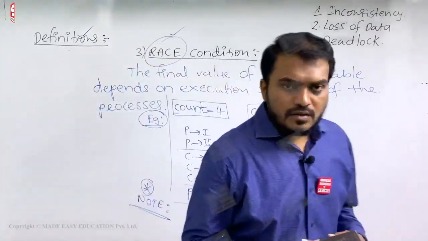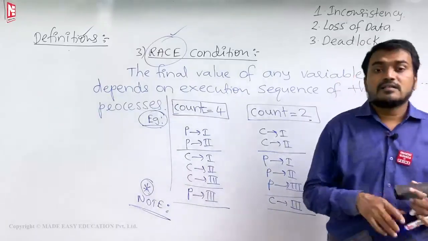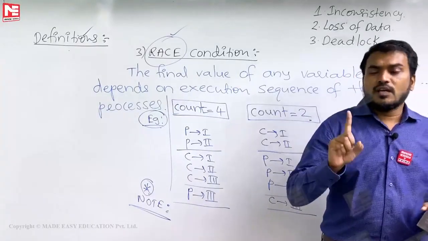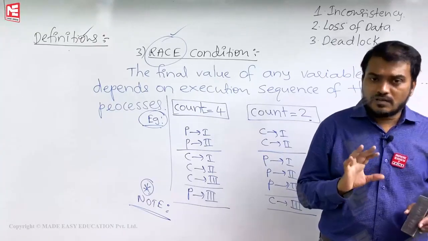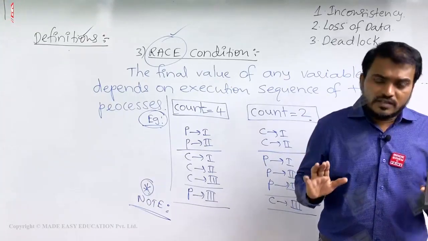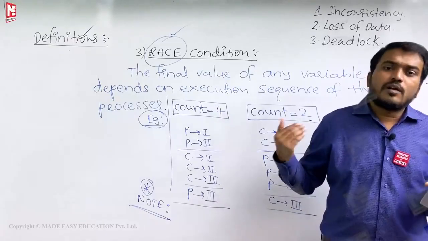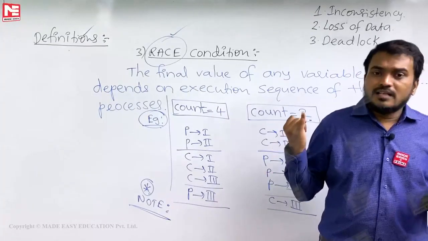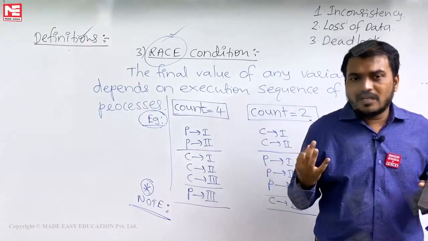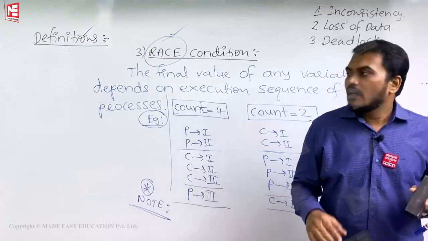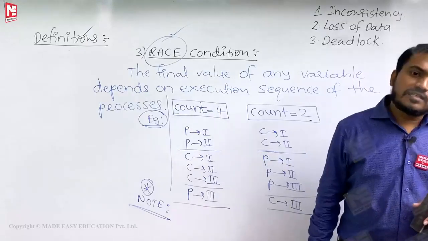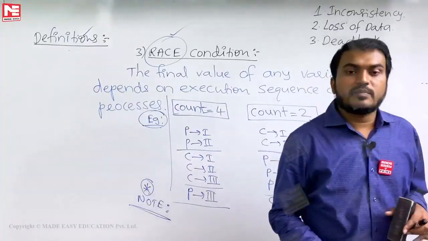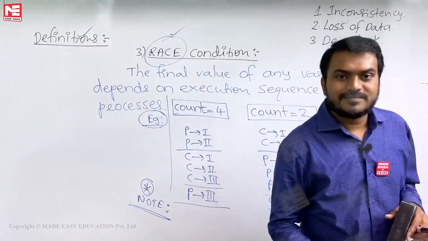Okay, fine. So with this we completed step number 1. What is step number 1? The problems that arise from not having synchronization between the processes. What problems will arise? I am repeating: inconsistency, loss of data and deadlock. These are the simple definitions. Is that clear? Slowly we will enter into step number 2.